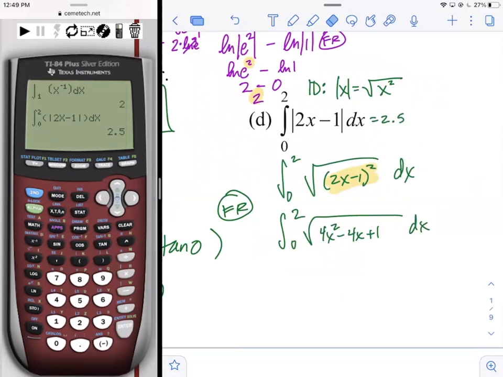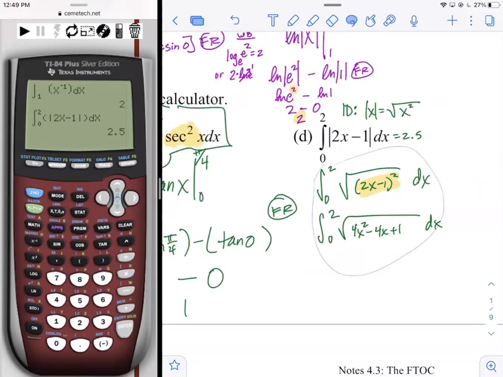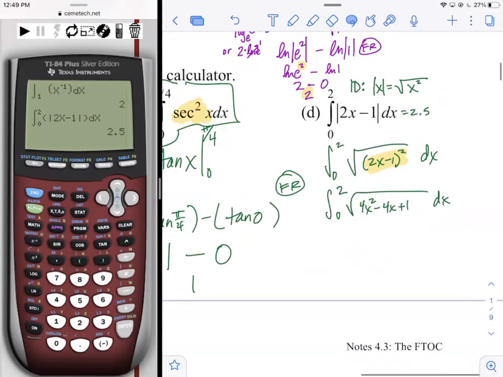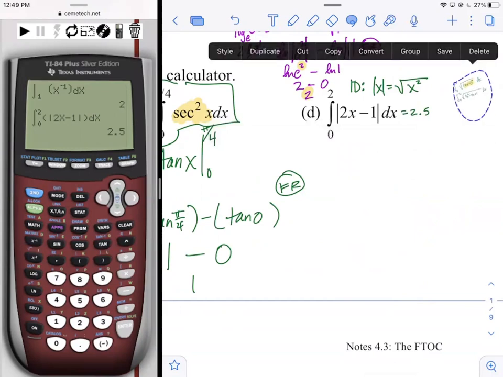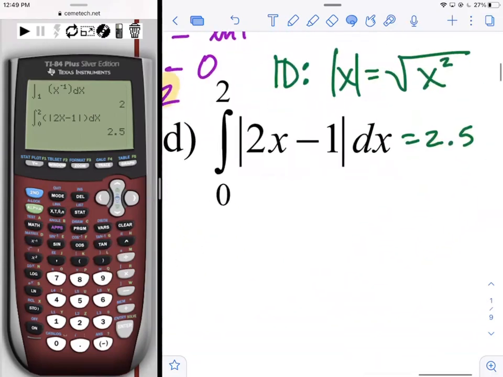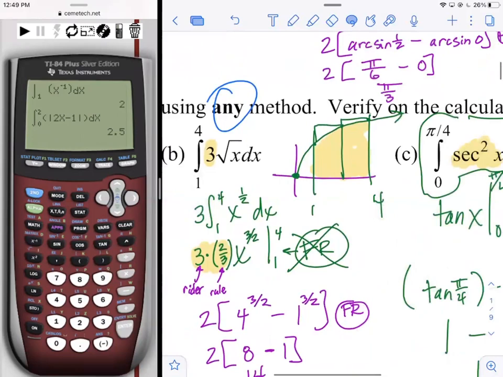All right, so here's the deal. We can't do it by using the fundamental theorem of calculus. So I'm going to take this work, and I'm not going to erase it. I'm just going to see if I can make it smaller, package it up, and put it off to the side. All right. So if I can't do it using the fundamental theorem, what's another way to do it? Well, how are you going to check? You don't have a calculator.